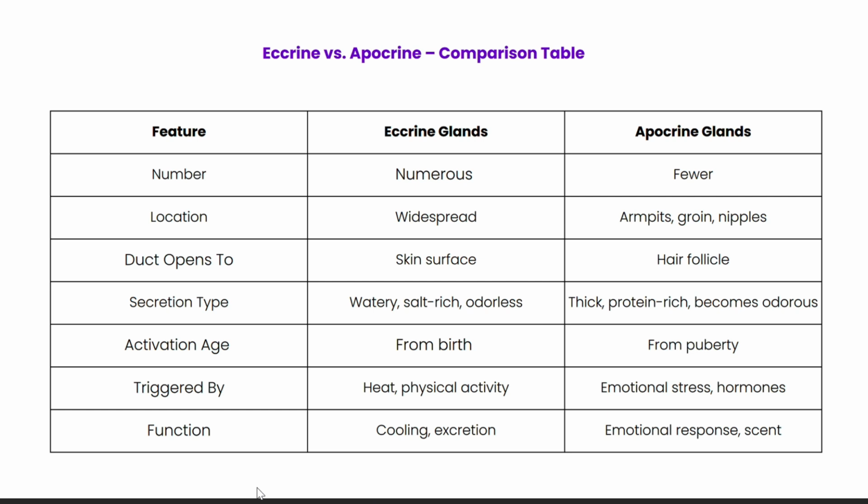This side by side view clears up the differences. Eccrine glands are everywhere and work constantly to cool us. Apocrine glands are limited and more emotional. Knowing their contrasts makes it easier to remember their roles in the skin.